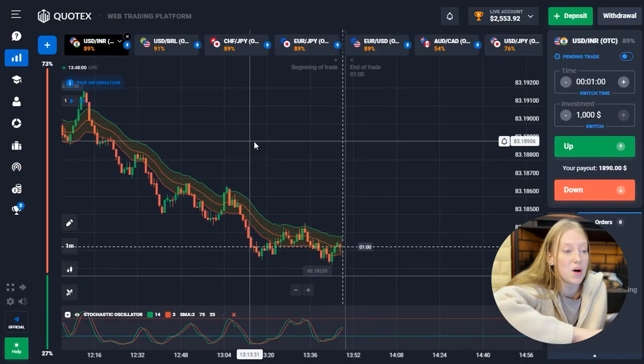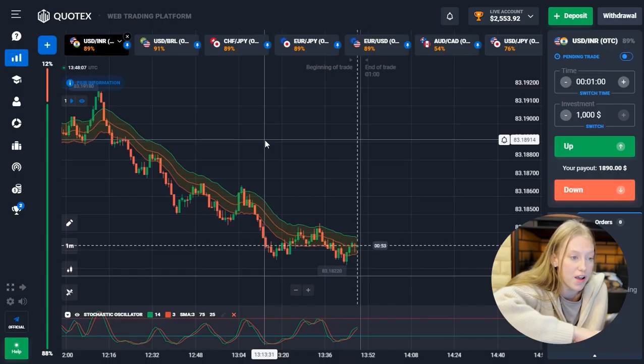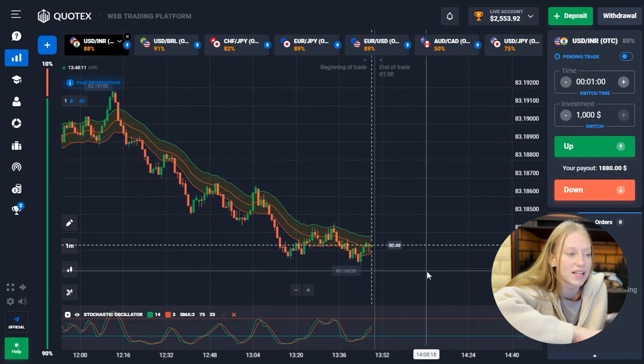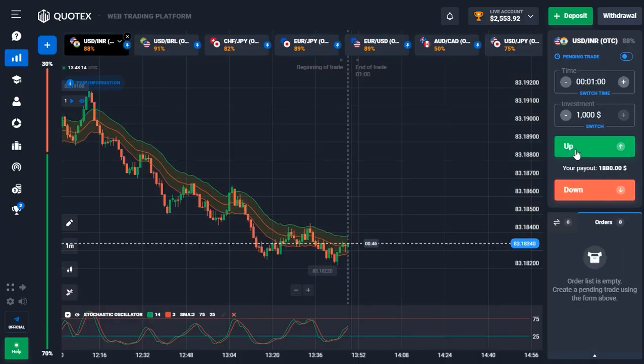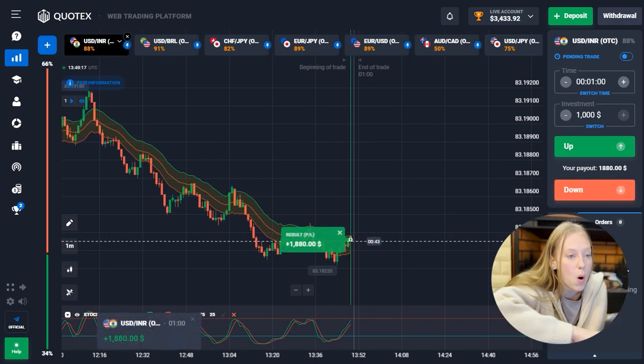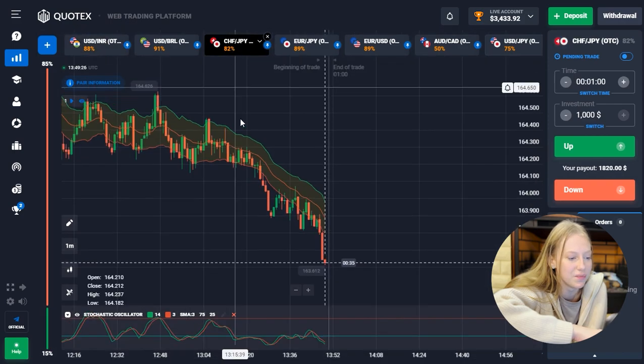Here we see a downtrend, but on the stochastic oscillator we see how the lines have crossed the mark of 25. And also the candles are slightly above the middle line of the Keltner channel. I open the deal up for 1 minute. We are making a profit again, thanks to our best strategy. And let's continue to trade and find a good moment for the last deal.